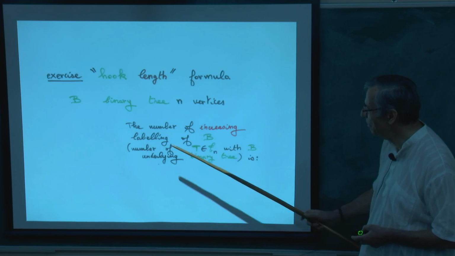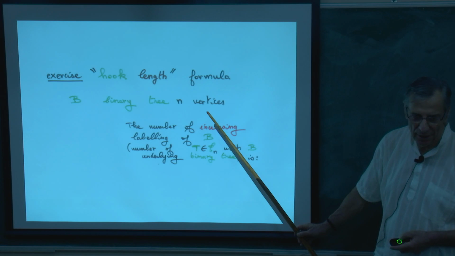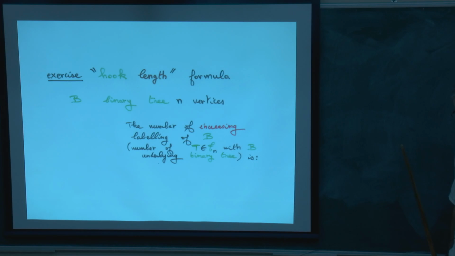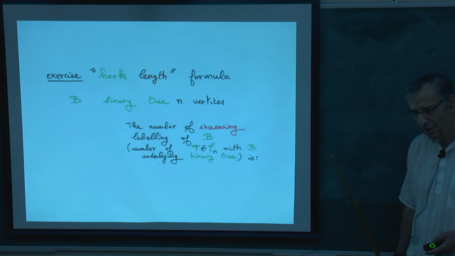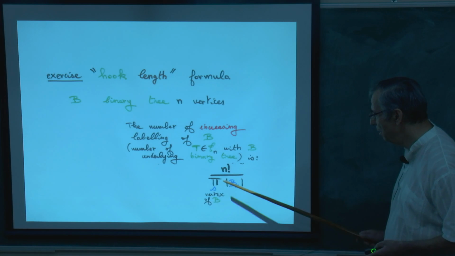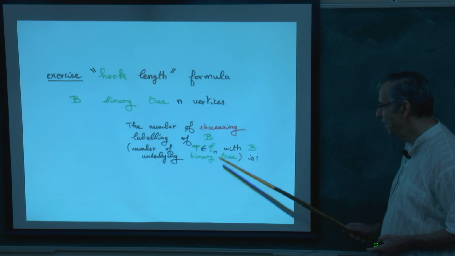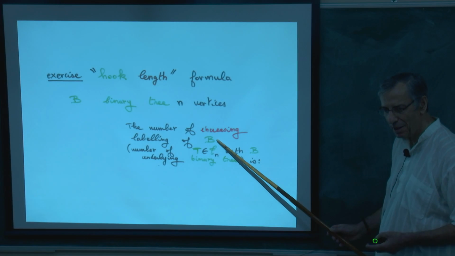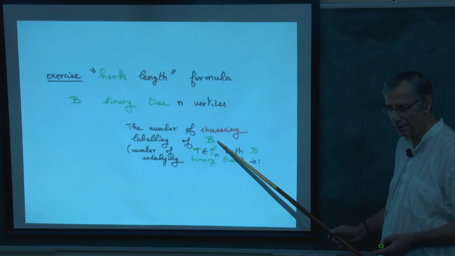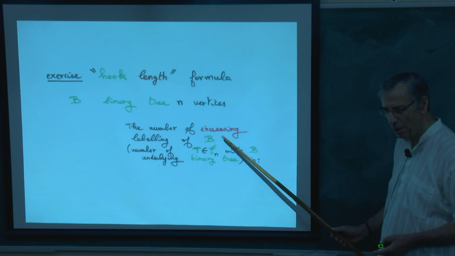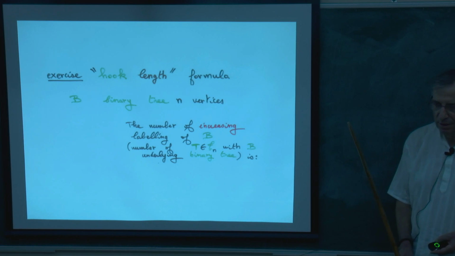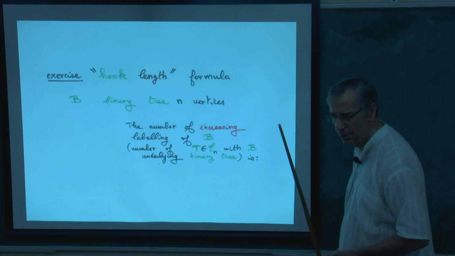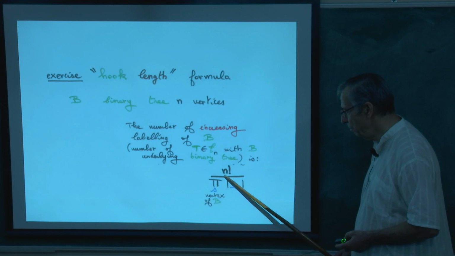You are given a binary tree with n vertices. You want to count how many ways there are to put labels on the binary tree such that the labels go increasing. In other words, how many increasing binary trees are there with B as the underlying binary tree? So how many ways to label the vertices of the binary tree such that the labels increase when you go from the father to the child. And the formula is this.